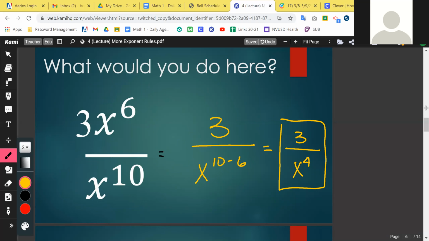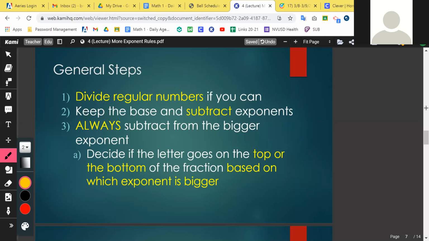So here are some general rules, some guidelines that we can follow for our next couple examples. So number 1 is you're always going to divide regular numbers if you can. Sometimes you can't, like if you had 5 in the numerator and 3 in the denominator, you're not going to divide those. You're just going to keep them where they're at. Okay? You're going to keep the base and subtract the exponents, always remembering that we subtract from the bigger exponent.